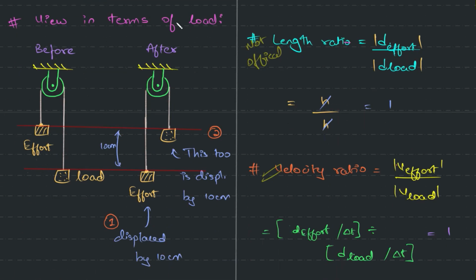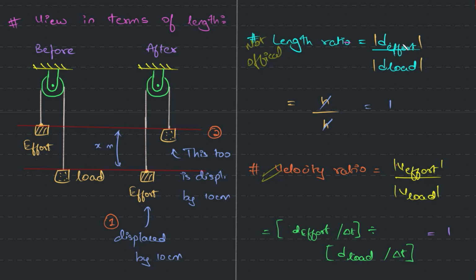In terms of length, not load actually, sorry, length. I said length, but I wrote load. In terms of length, if the effort moves by 10 centimeters, the load will move up by 10 centimeters. So the amount of displacement will be fixed. Say this is X meters. This is the scenario. From here, I'll define something called length ratio.